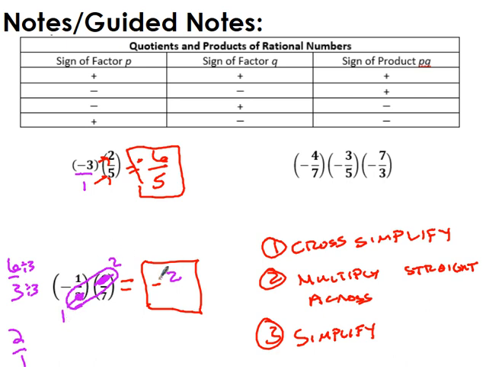1 times 2 is 2. 1 times 7 is 7. So my answer is negative 2/7, and I cannot simplify 2 over 7. So I am done.